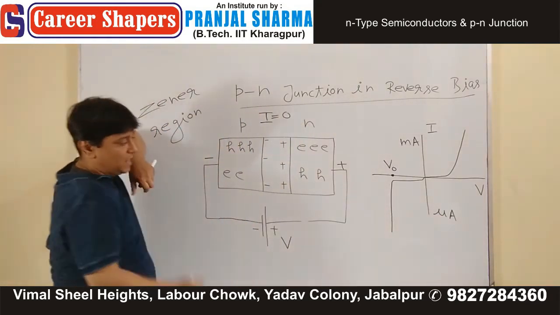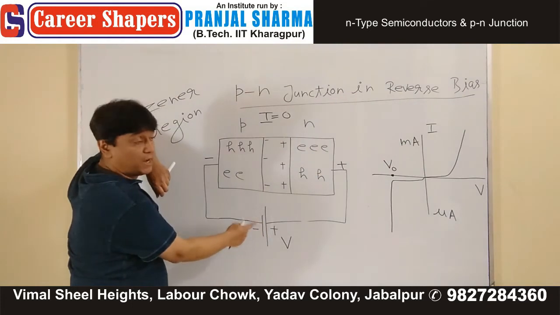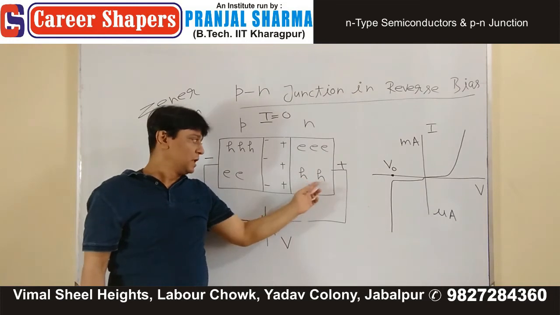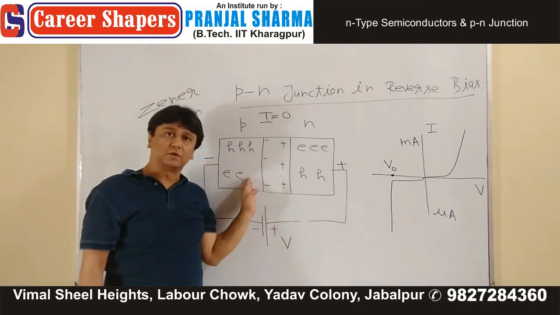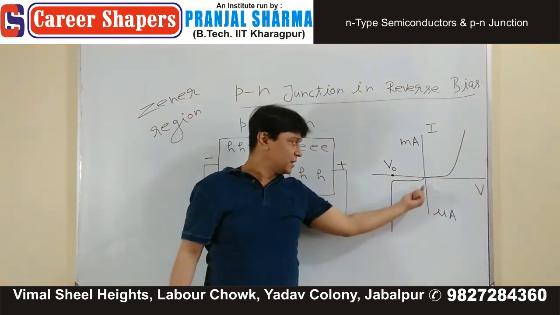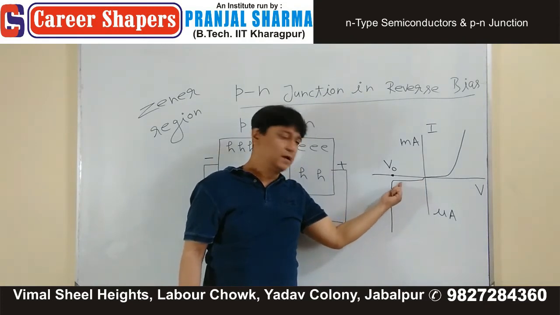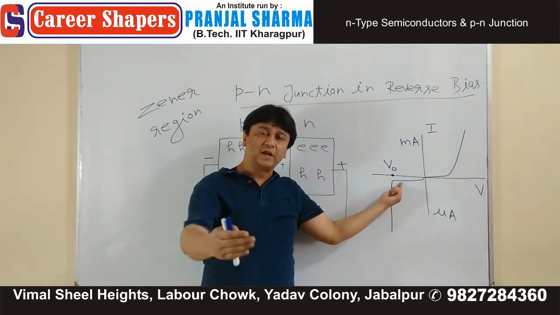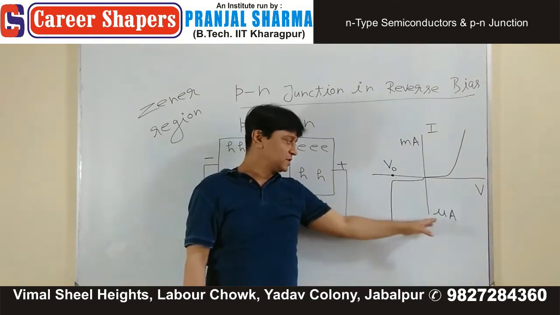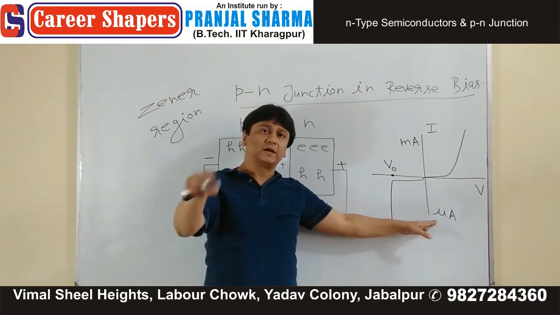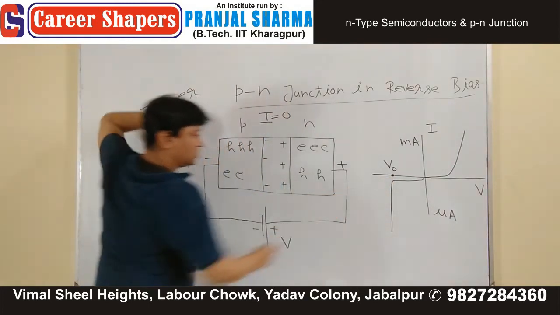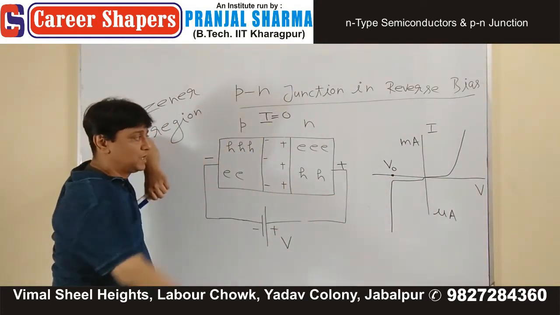Now, as I increase the voltage in the reverse direction, these holes start moving in this direction, but they are minority charge carriers, and therefore we don't see any great change in the value of current. Current almost remains zero. If it's in micro region, you can say practically it's almost what? Zero.